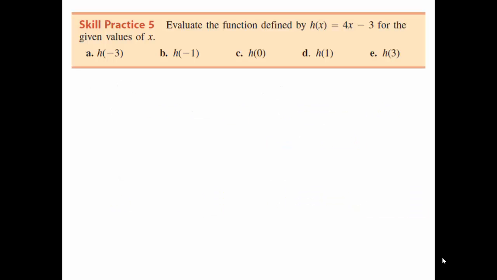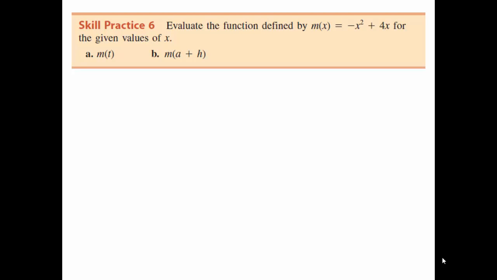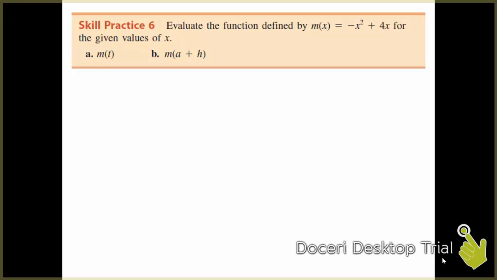Okay, so hopefully you can plug these in and get answers. These all look pretty straightforward. Let me do B here for you because that one's a little tricky. We have our basic function, m of x is equal to negative x squared plus 4x. And you want m of a plus h. So that's going to be negative (a plus h) squared plus 4 times (a plus h).